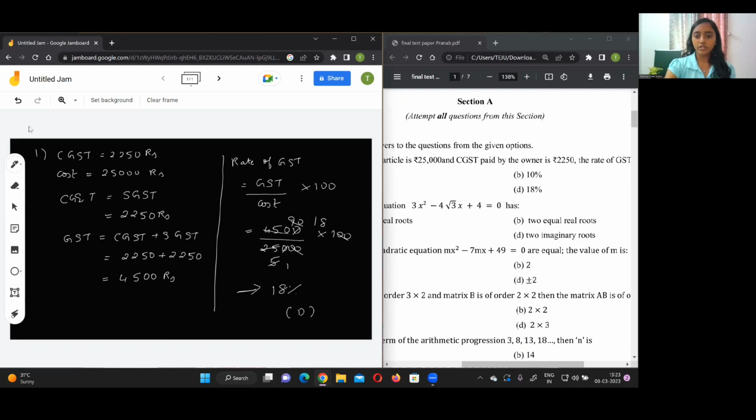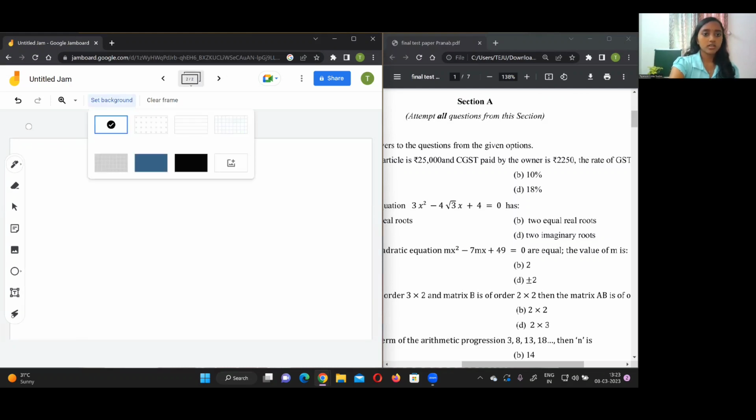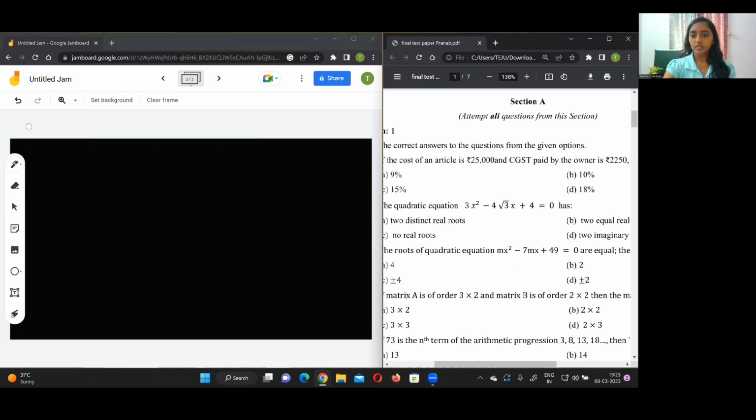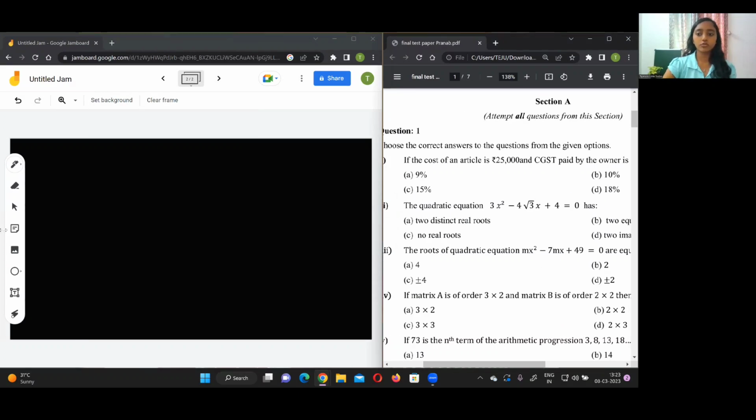Let's go on to the second question. The second question says that the quadratic equation 3x square minus 4 root 3x plus 4 is equal to 0 has, they're asking the type of roots. I would also like to say that for the first question, you didn't have to write all the steps. You can just skip steps if you know, because finally they just want you to pick which option is right.